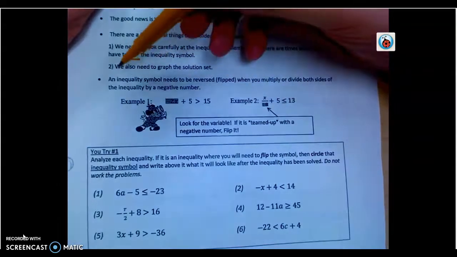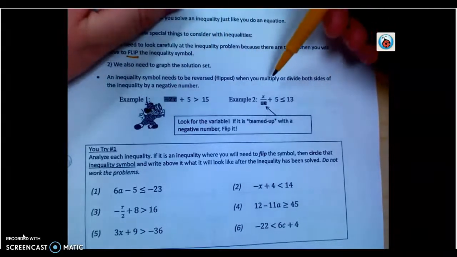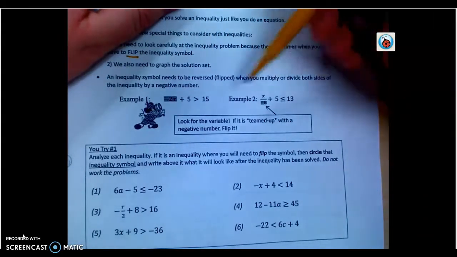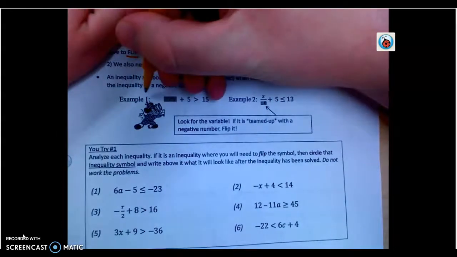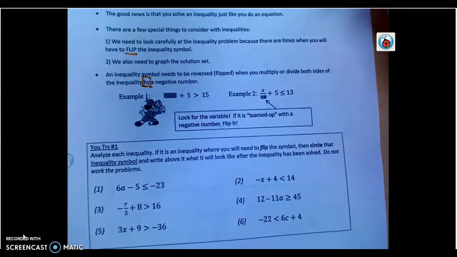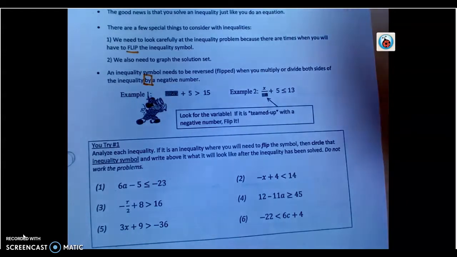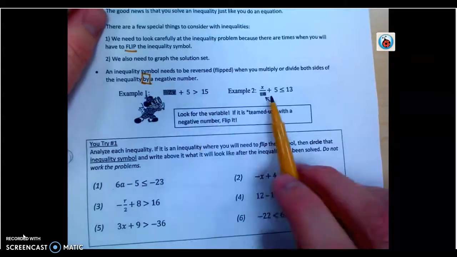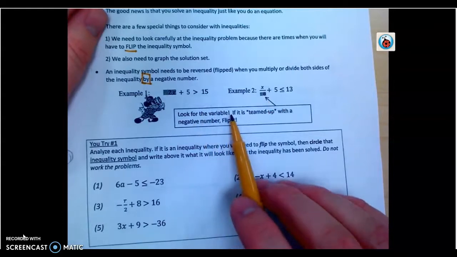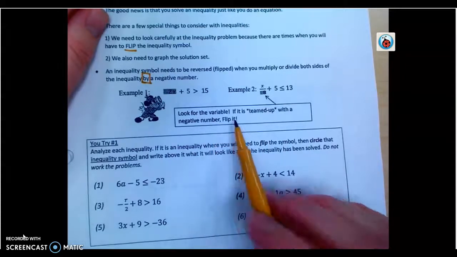All right. So hopefully if you were thinking to yourself, what do we need to do to flip an inequality? Well, an inequality symbol needs to be reversed, aka flipped, whenever you multiply or divide both sides of the inequality by a negative number. That word "by" is very important. When you multiply or divide by a negative. Not if there's a negative in the problem, but when you multiply or divide by a negative. So in these 2 examples, if you look for the variable, if it is teamed up, quote unquote, with a negative number, we'll have to flip it.